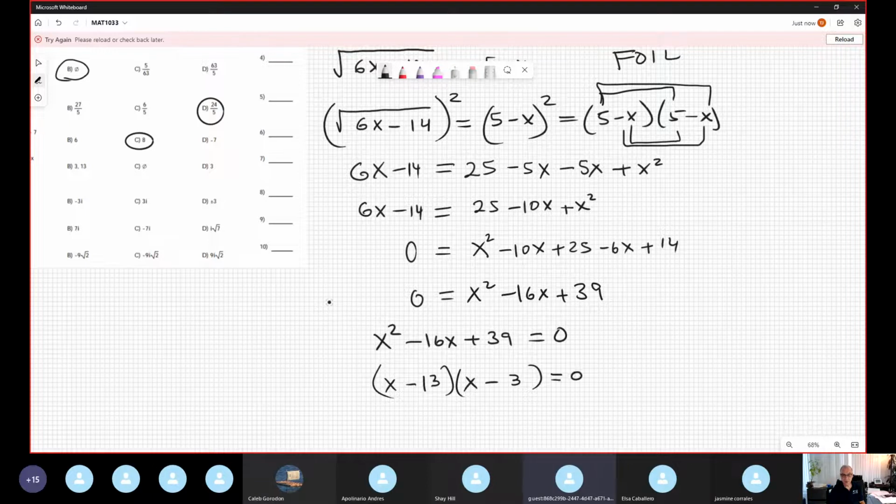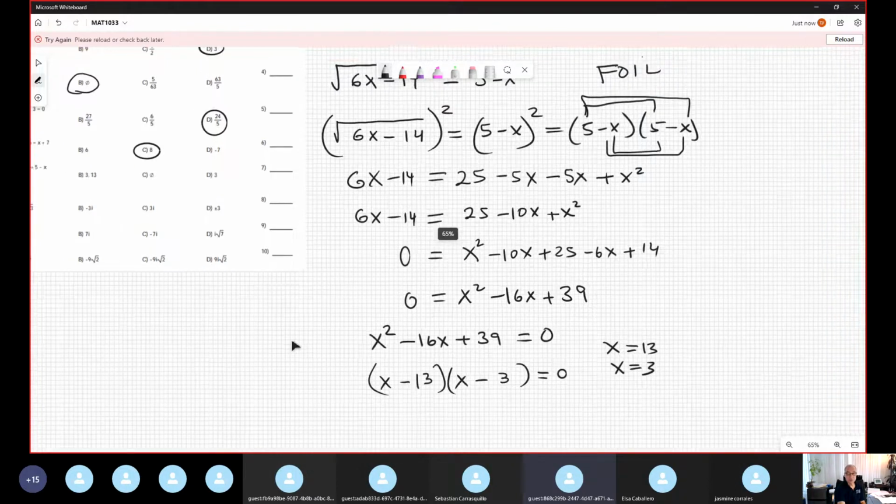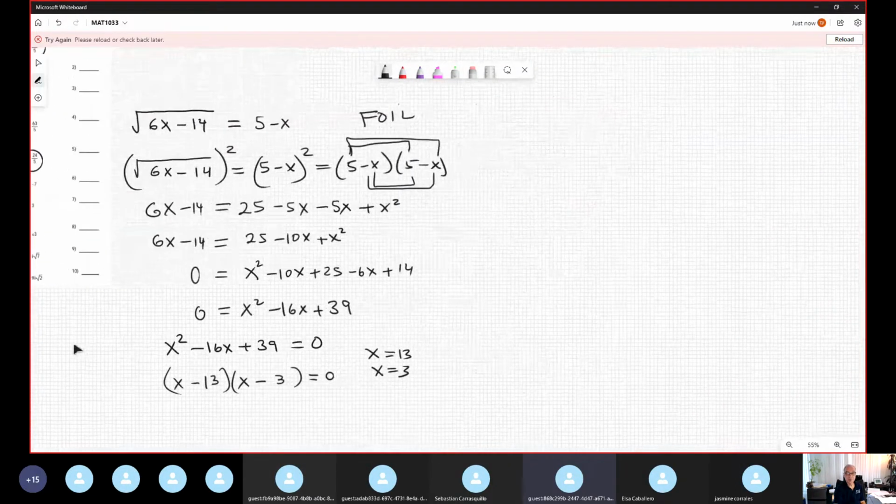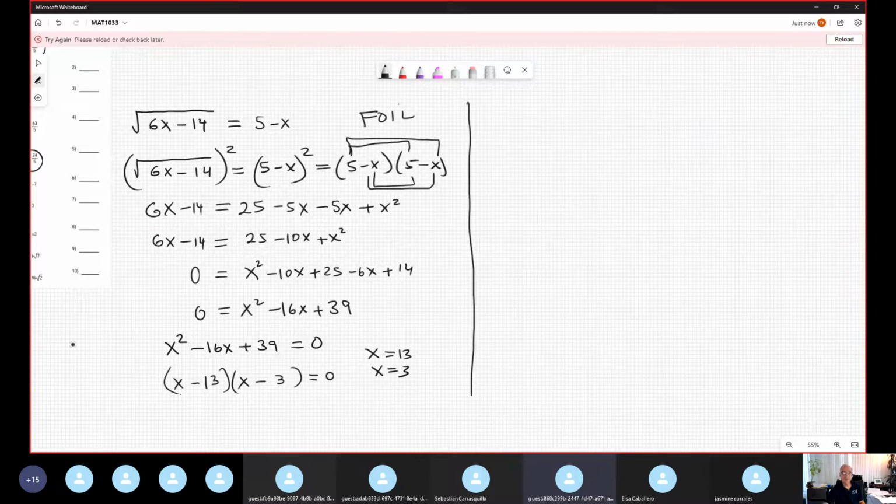Now we have two solutions. The first solution is 13 and the second solution is 3. They need to be verified, both, in the original. Okay? Checking, two checks. Checking for 13, I'm checking for 3.